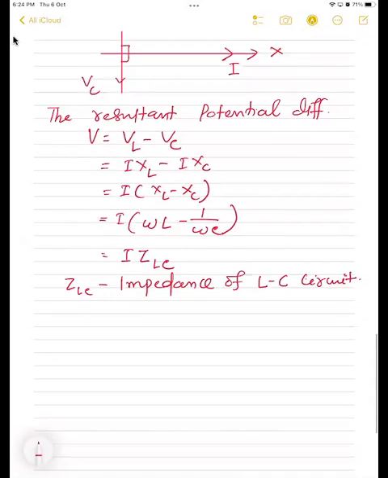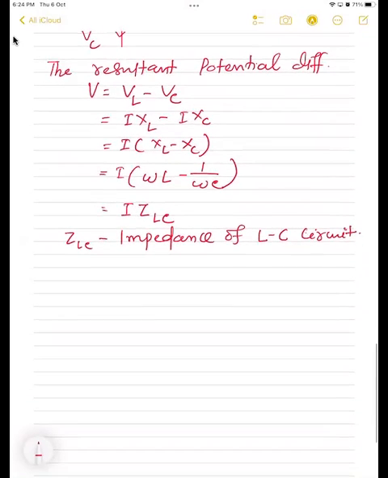See one thing. If omega L is going to be greater than, that means XL is greater than XC, this is one subcase you read. XL is greater than XC. That means omega L is greater than 1 by omega C. Correct?